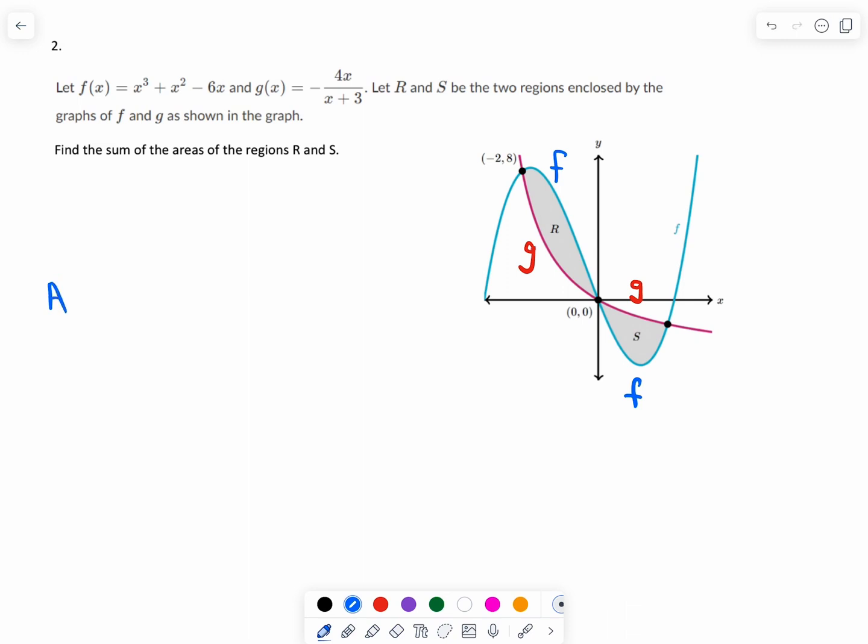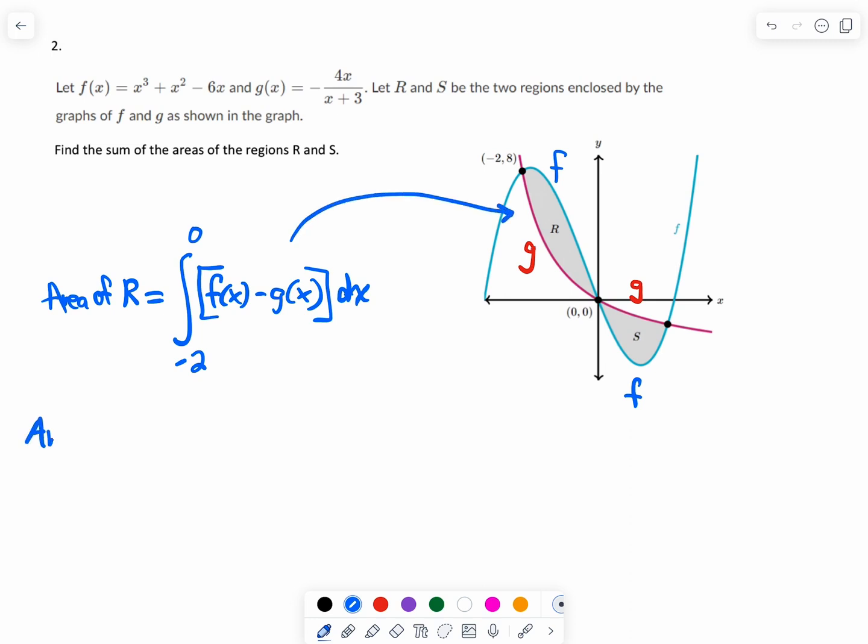So I'm just going to plan out how we're going to do this. Area of R is going to be an integral, that means an area, from -2 to 0 of f of x minus g of x. Now I'm not going to put in the functions right now. We're going to put that into the calculator, dx. That takes care of R. And now the area of S is going to be the integral from 0 to, I got ahead of myself. What is that point right there?